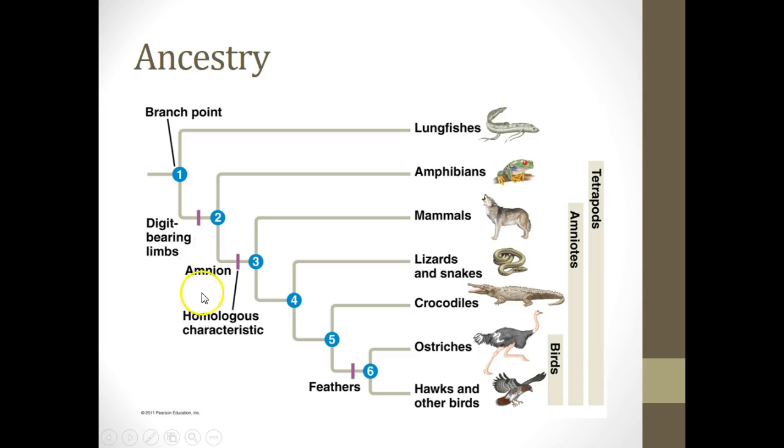Homologous characteristic, feathers. You could say probably in here there was probably an evolution of fur, because we have mammals. Nothing down here has fur, just mammals do. But this gives you an idea of ancestry. It looks very much like a family tree that you would have seen when we did pedigrees, or if you look at Ancestry.com or whatever and you see a family tree. This is basically the evolutionary family tree.